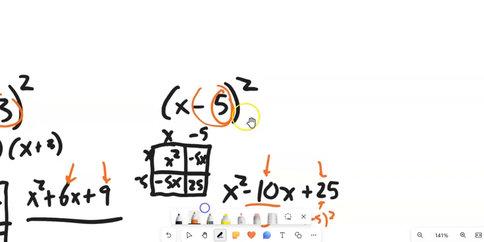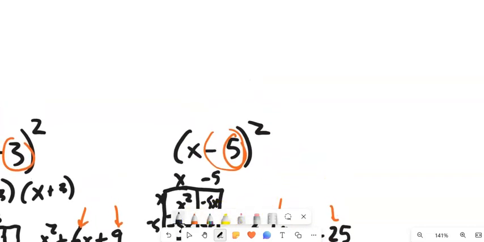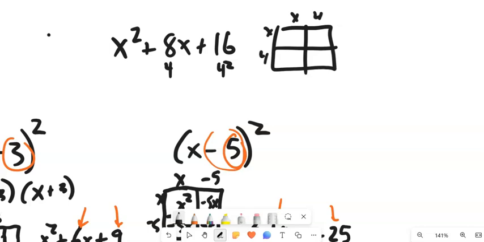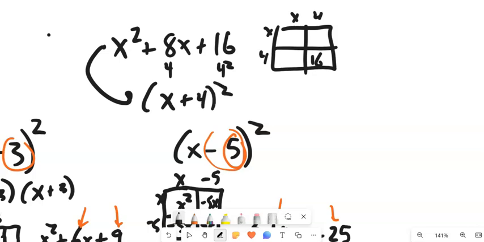So if I had something that looked, say, like this, x squared plus 8x plus 16. If I start to recognize that structure, let's see, half of 8 is 4. 4 squared is 16. That means I could make this square x by 4, x by 4. There's my 16 right there, right? So this is equivalent to x plus 4 squared.